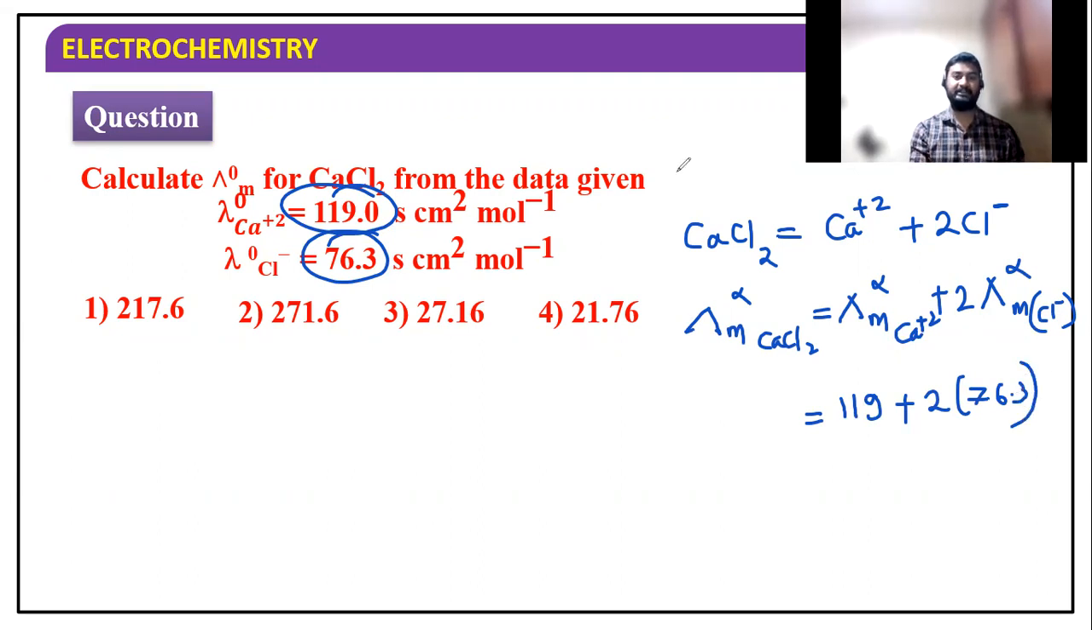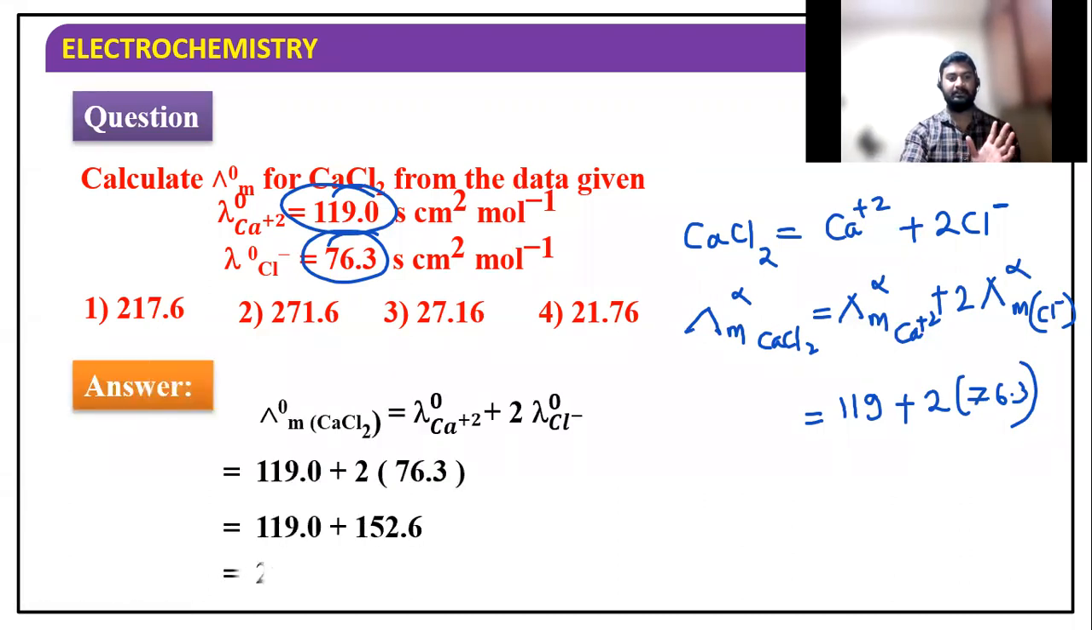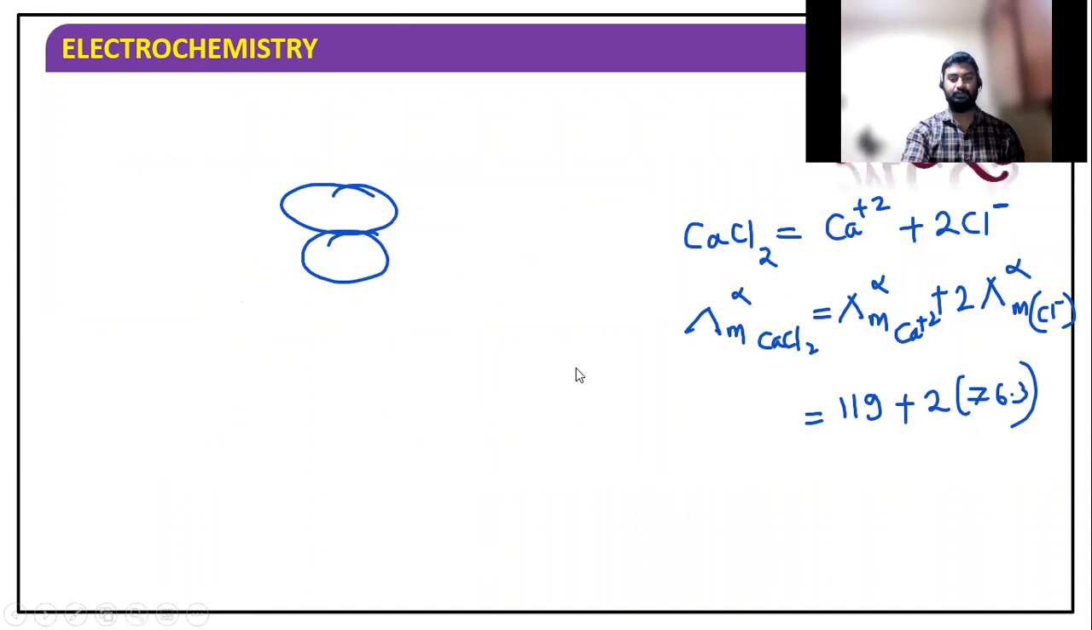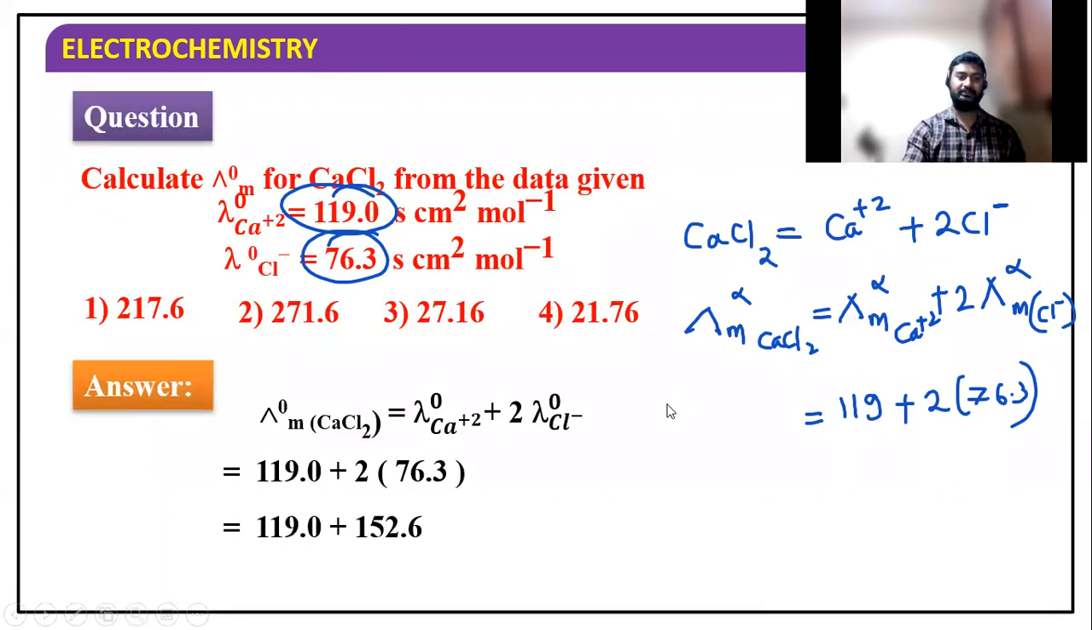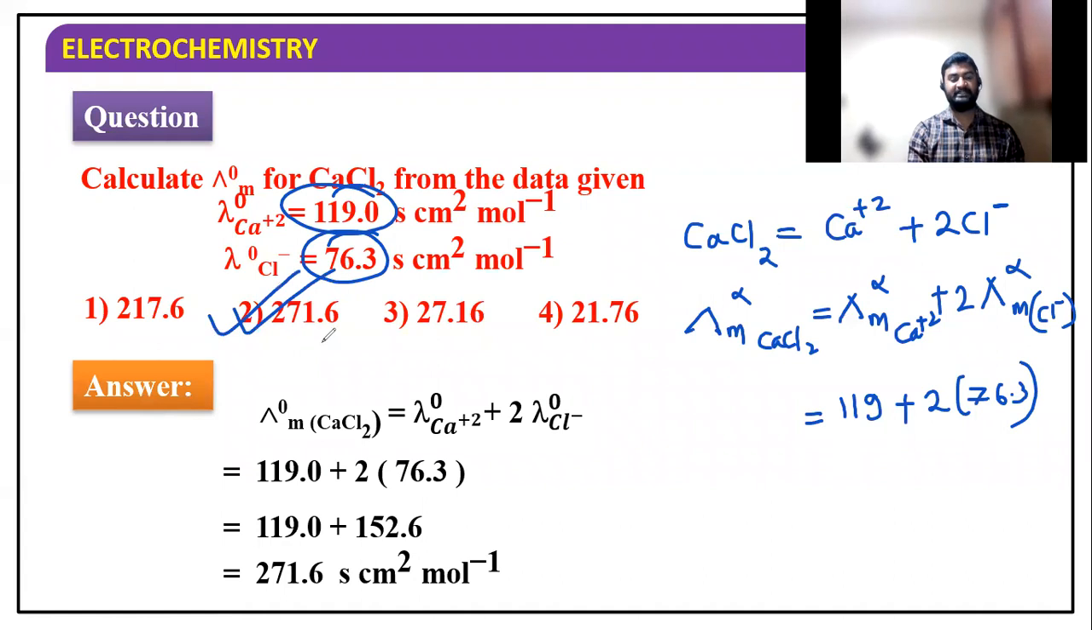So I hope you got the idea, right? Let's see the solution of that. Simple, we broke it into ions, we did the calculation, 119 plus 152.6, and the answer is 271.6, which is option number 2. I hope that you got the same answer. The correct answer is option number 2, 271.6 Siemens centimeter square mole inverse. So let's go to the next one now, shall we?